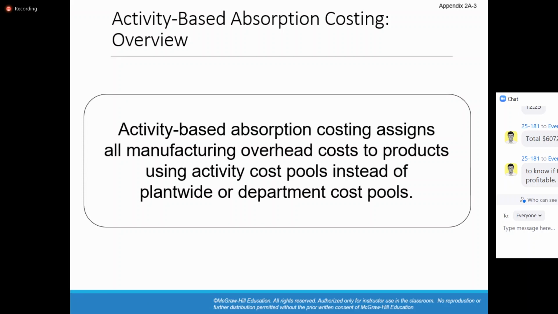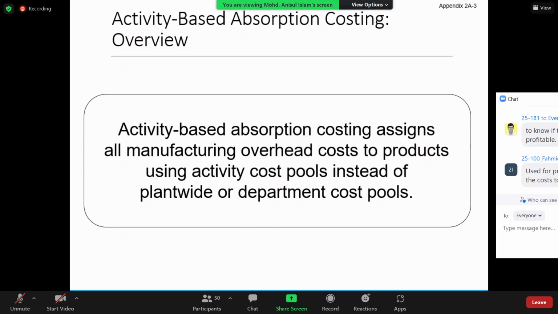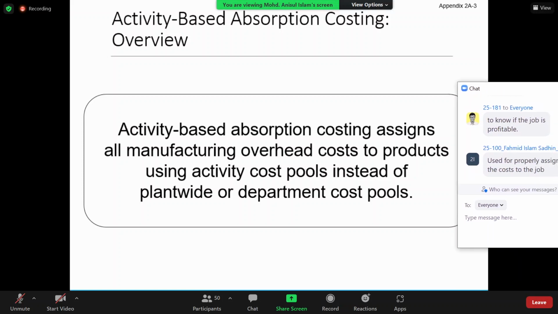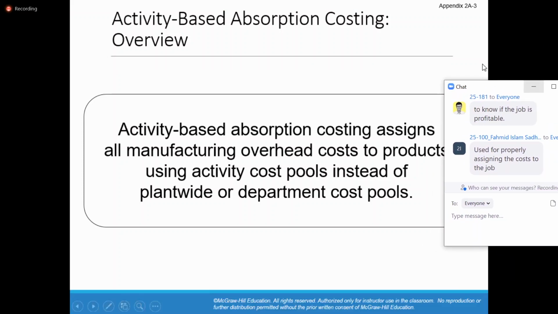Yeah, to know if the job is profitable, that is good. So it also gives us a follow-up question whether we'll promote a job or stop offering this job. Then any other? Used for properly assigning the cost to the job. Yeah, Shadin, good. And what about others? Okay, I believe I have got my answers.